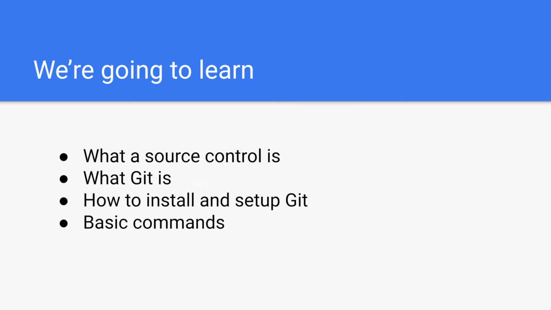Today, we're going to learn what source control is and what role Git plays as a version control system. I'm going to walk you through installing it and setting up the initial Git configuration. After that, we will learn about the basic Git commands that we use as developers on a daily basis.